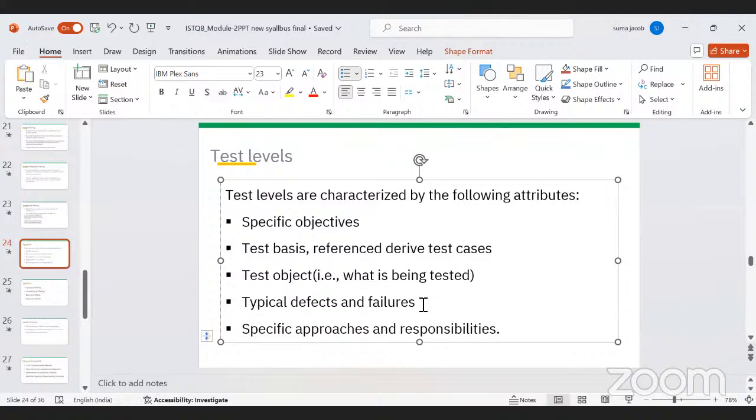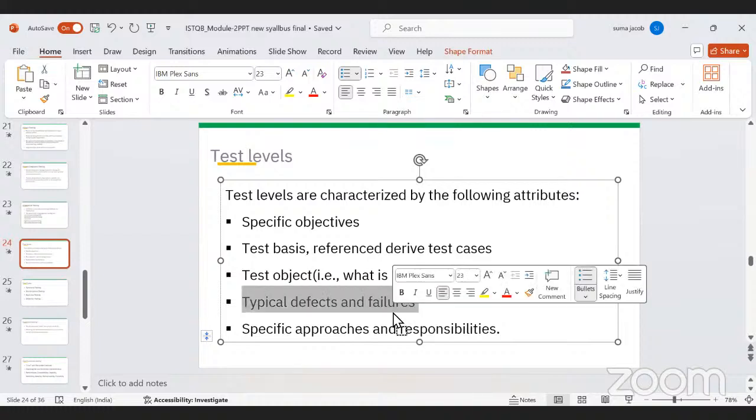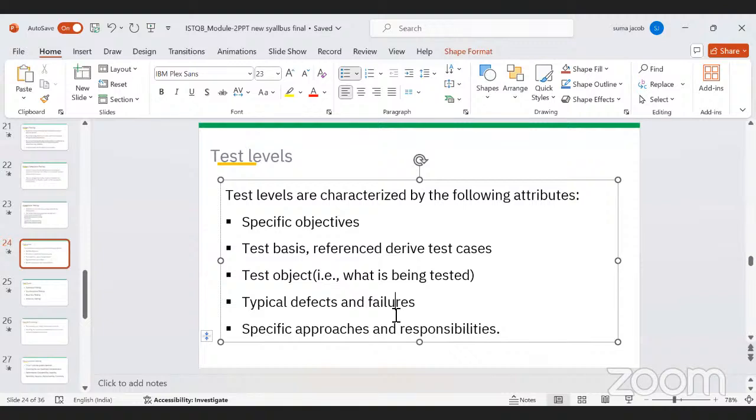What would be a typical defect or failure in acceptance testing? It will be requirement issues, or bugs or defects. So each level is characterized by its own defects and failures. And finally, specific approaches and responsibilities. For each level, we will have to maintain different approaches and responsibilities.